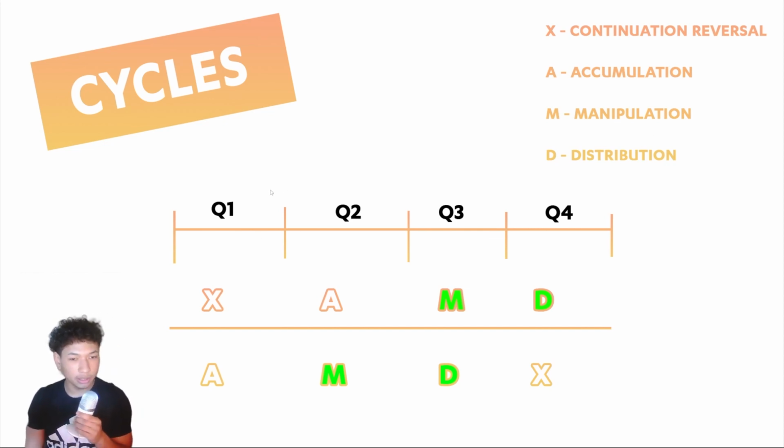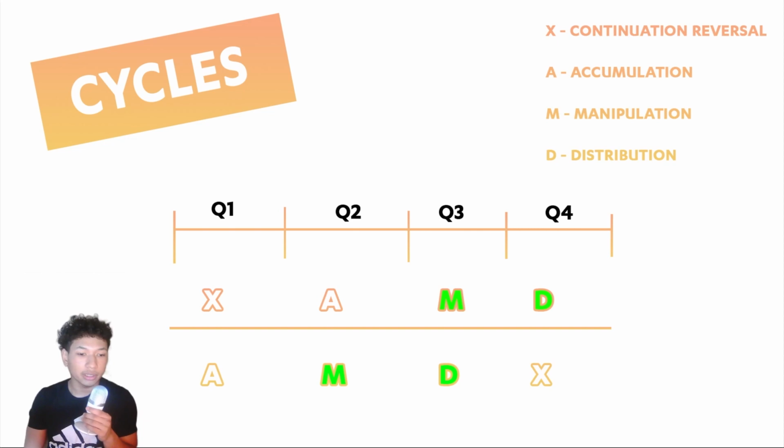So in quarterly theory, there are 2 things that could happen. We could either have a Q1 that starts with a continuation or reversal, a Q2 that starts with accumulation, a Q3 that starts with manipulation, and a Q4 that starts with distribution. Or we could have a Q1 that starts with accumulation, a Q2 that starts with manipulation, a Q3 that starts with distribution, and a Q4 that starts with a continuation or reversal.